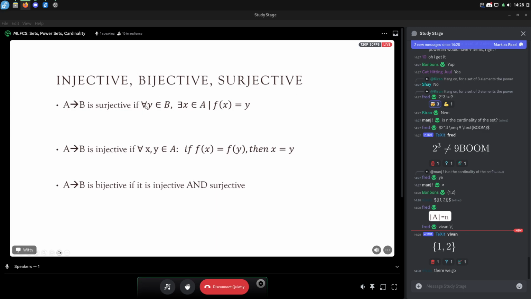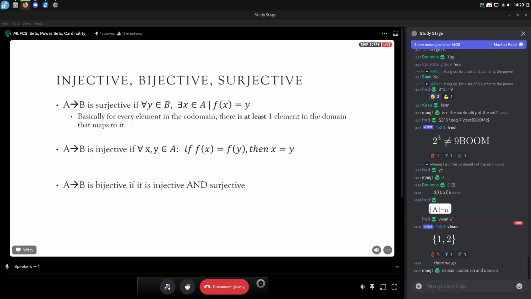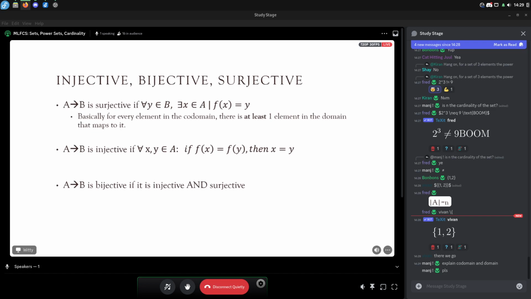For all y's in set B, there exists an x in set A, given that f of x is equal to y. So all it's saying is if there's an element in the codomain, right, there is at least one element in the domain that maps to it. So you can think of it as pre-image and image, or domain, codomain. The gist of it is pre-images map to images after the function is acted on it, or elements of the domain map to elements in the codomain after the function's applied. So basically, if a function is surjective, there's nothing in the codomain set.